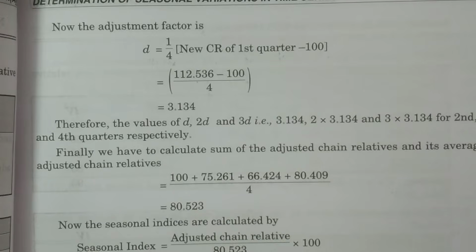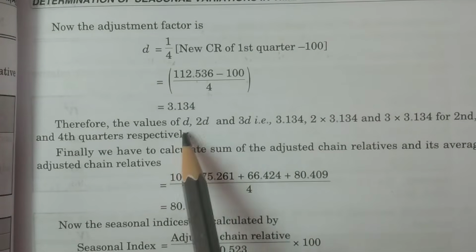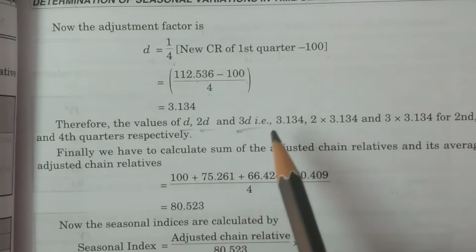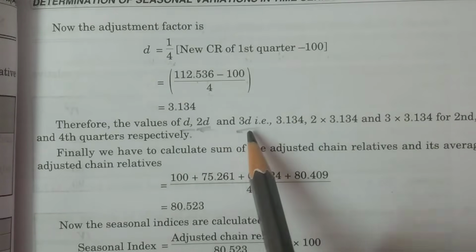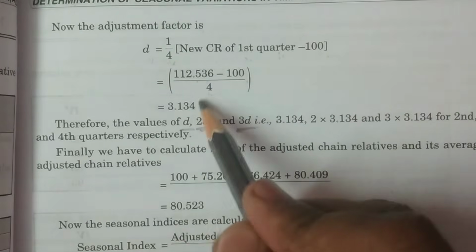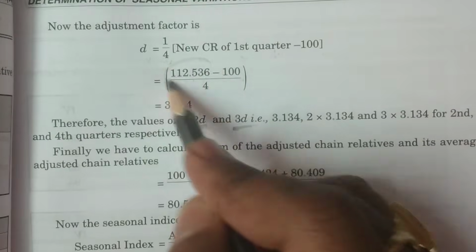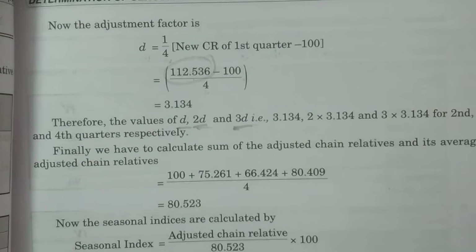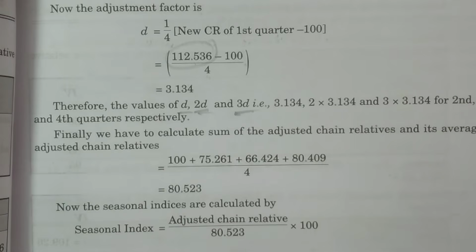Now, except for the first quarter, for all the remaining quarters you have to subtract D, 2D, 3D. For the second quarter, D. For the third quarter, you subtract 2D. For the fourth quarter, you subtract 3D. The first quarter, we have already calculated: 112.536, the adjusted CR. Like this, we have to calculate the adjusted CR. These are the values we have calculated.